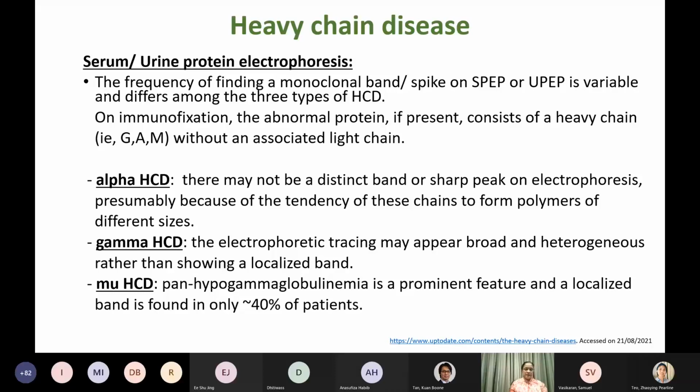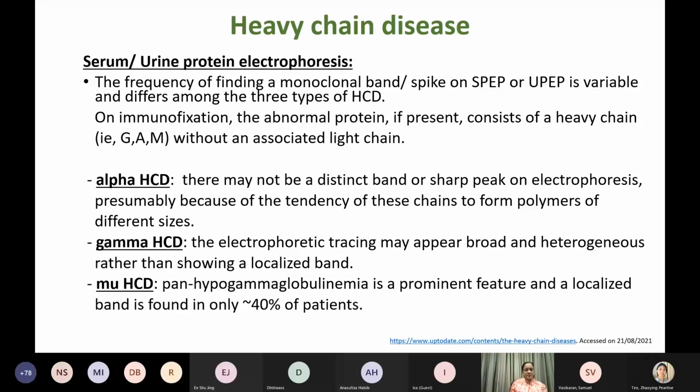The frequency of finding a monoclonal band or spike on serum or urine protein electrophoresis is variable and differs among the three types of these heavy chain diseases. On immunofixation, the abnormal protein, if present, consists of a heavy chain, either G, A, or M, without an associated light chain.